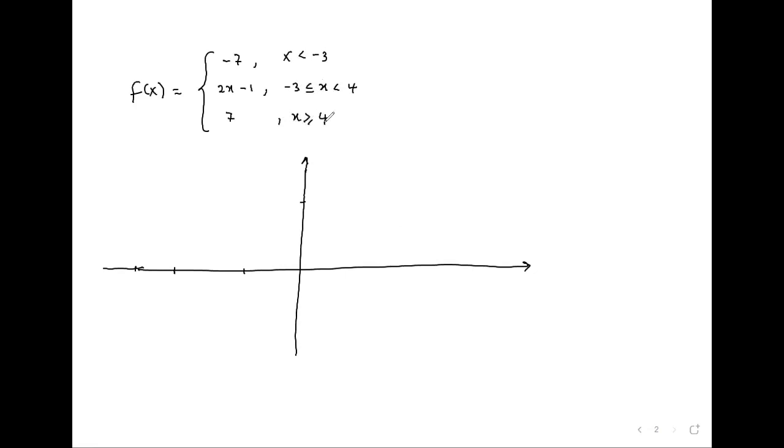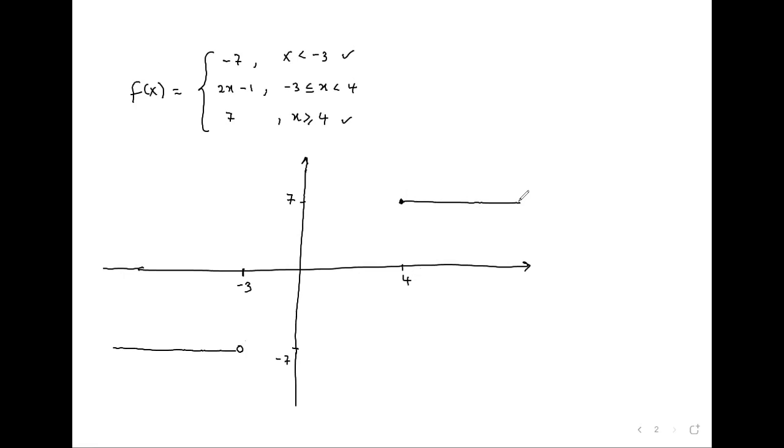Now, constant functions are very, very easy to sketch. Against -3, when x is less than -3, we'll be getting -7. So you start at an open hole and fix -7 throughout. For any number where x is less than -3, you're getting a constant -7. Then after 4, we'll be getting 7, including 4.